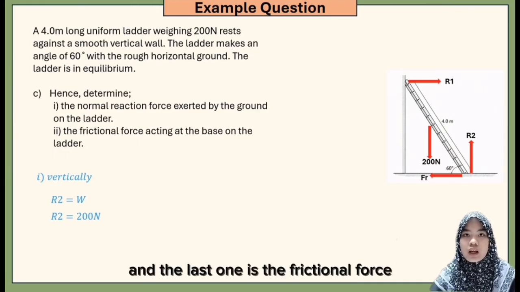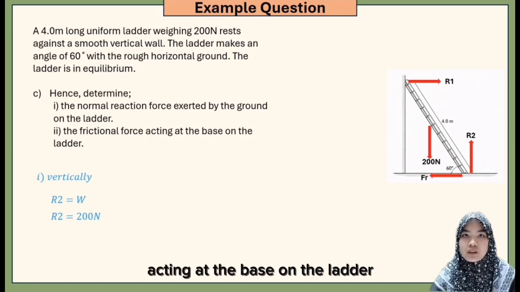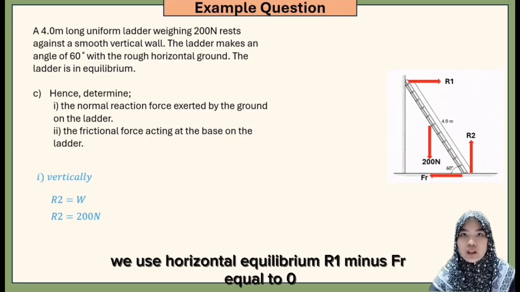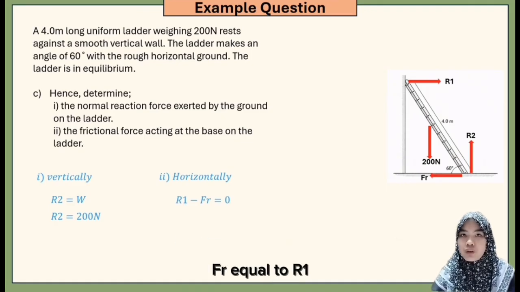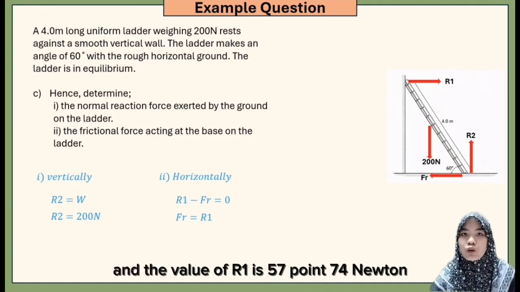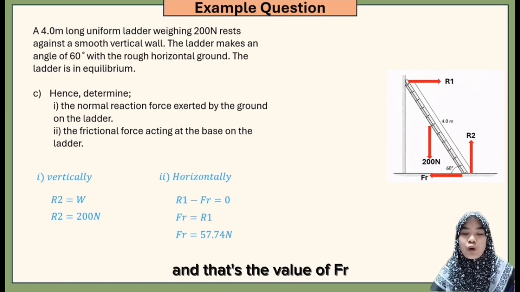And the last one is the frictional force acting at the base of the ladder. We use horizontal equilibrium. R1 minus Fr equal to 0. Fr equal to R1, and the value of R1 is 57.74 Newton, and that's the value of Fr.